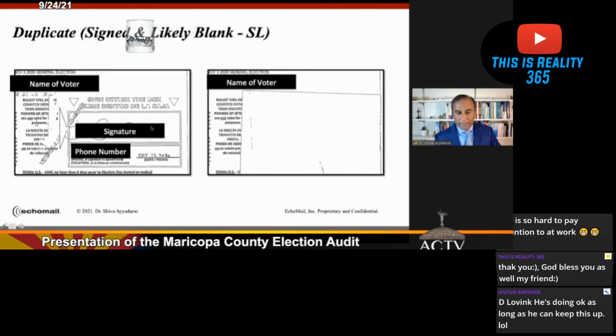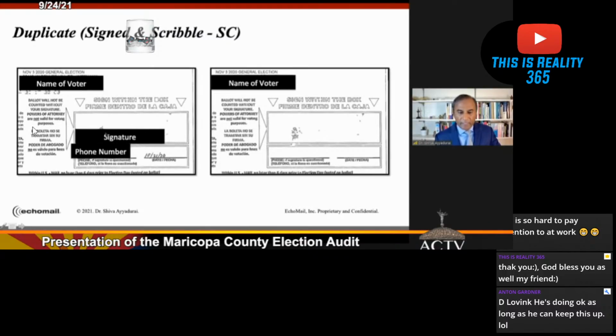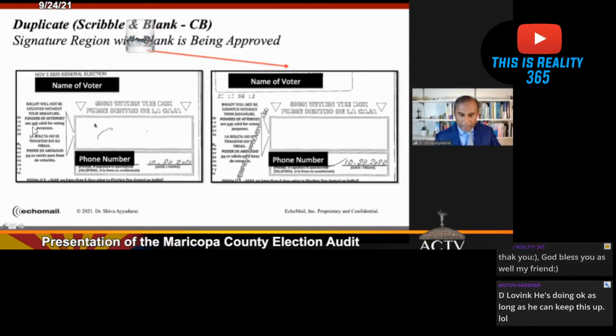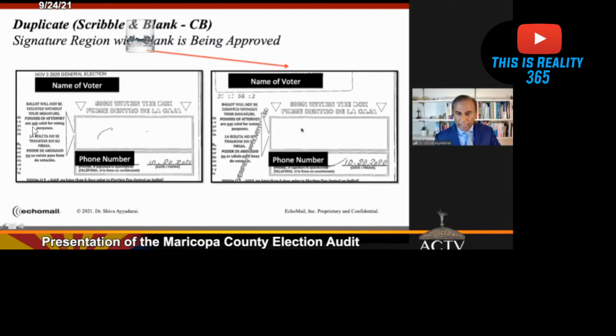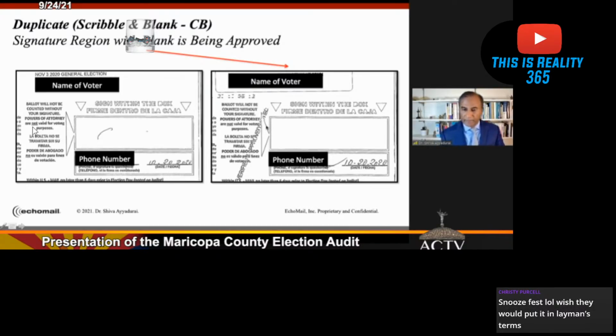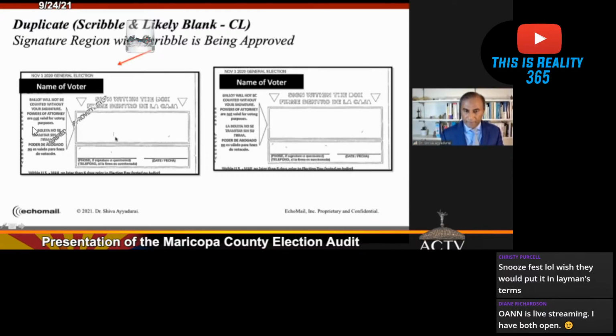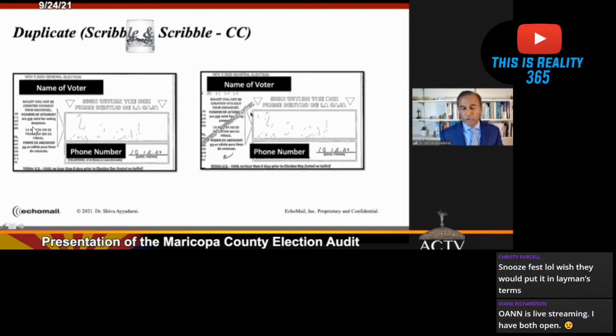Another is signed, and the other one's a likely blank. It's got some stuff here, so Echomal categorized it as a likely blank. Here's an example where you have a signed one, but you have a scribble over here, okay? And then here you have a scribble, but here you have a blank, but it has been verified and approved. We'll come back to this. Here you have one that's a scribble, some stuff here, and a likely blank. And the one with the scribble was approved. Here you have two scribbles, and one of them was approved, the exact same ones.